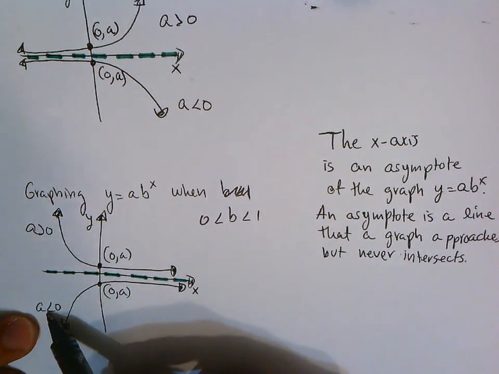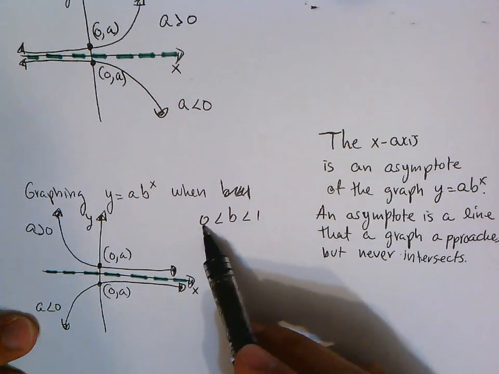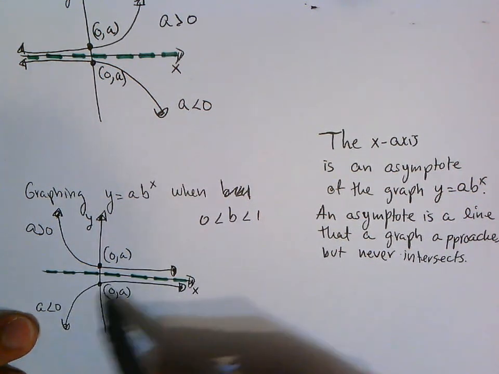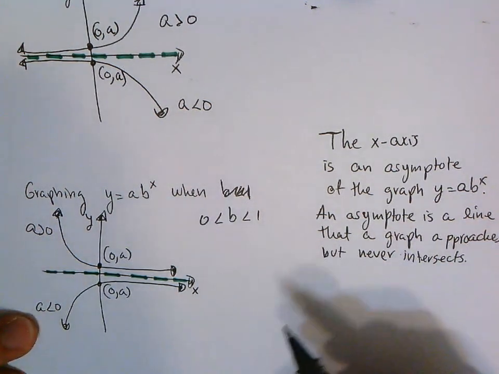So the fourth situation that we get, and the last one, is if a is less than 0. Well, if a is less than 0 and b is between 0 and 1, then we get like an exponential growth.